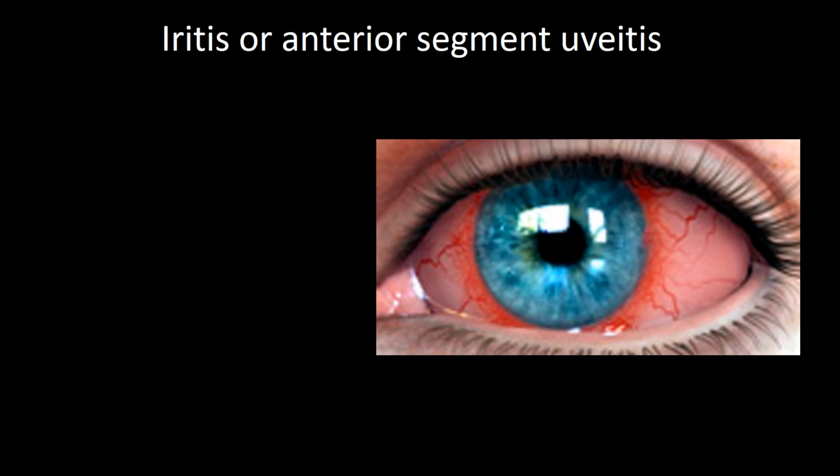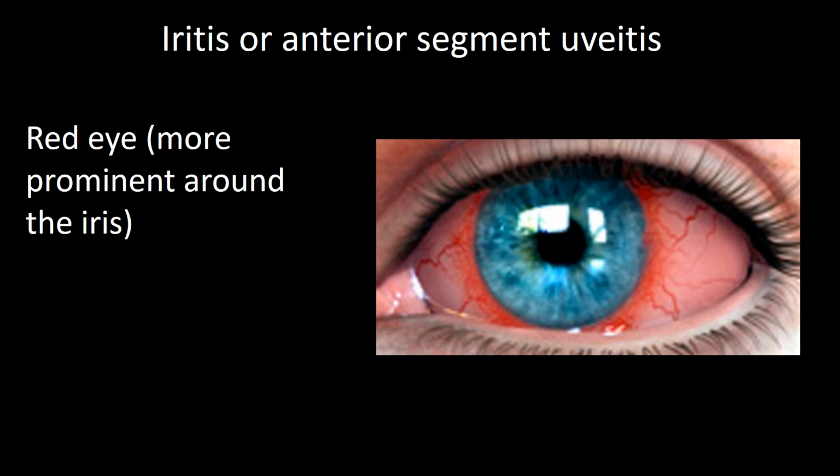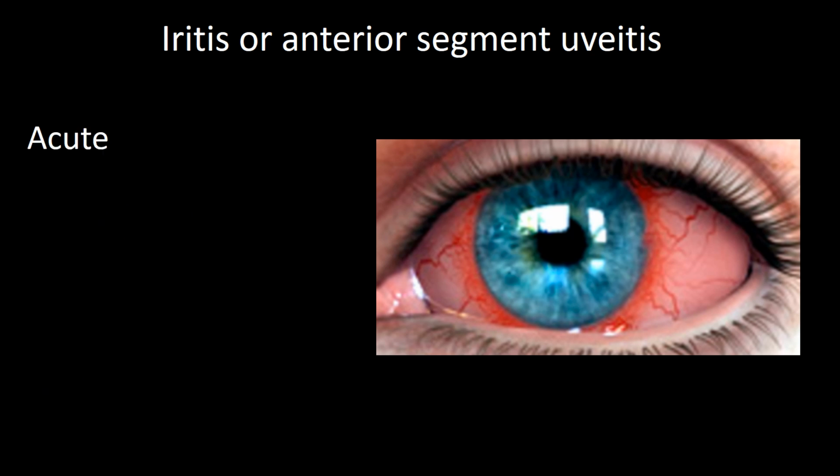The clinical manifestations of iritis are red eye, more prominent around the iris, at the limbus, than in the periphery of the conjunctiva, as you can see in this picture. Pain is frequent. Hypopyon may be present, and hyphema may also be present. Iritis can be acute. Acute iritis is usually idiopathic and it resolves quickly after treatment with a steroid and dilating eye drops. Or recurrent, when repeated episodes are separated by gaps of several months.